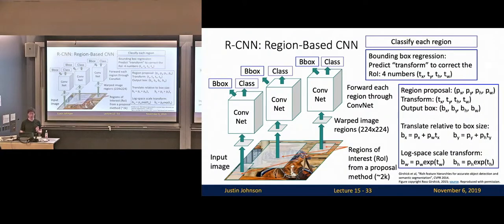So if we were to output a tx of 0, that means leave the original region proposal alone in x position. That means it was pretty good. If we output tx equals 1, that means shift the region proposal over in x by an amount equal to the width of the region. We use a similar transform for the vertical direction. For the scale, it's going to be logarithmic. We scale up the width or the height of the region proposal by exponentiating that transform and then multiplying. Again, this makes it scale invariant to the fact that we had to warp the input regions before feeding them to the CNN.